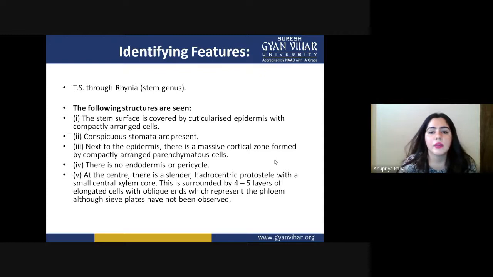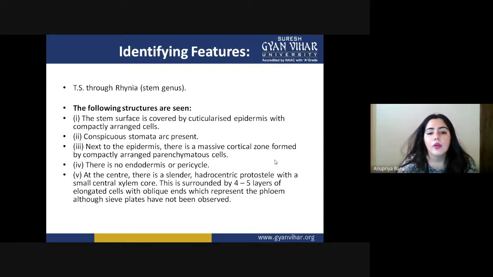Conspicuous stomata are present. If we see the stomata type, they were the conspicuous type of stomata. They were present on the surface, or you can say on the epidermis of Rhynia. After the epidermis, there is a massive cortical zone formed by compactly arranged parenchyma cells. So after the epidermis we got the cortex, and the cortex of Rhynia was made up of the same parenchyma cells.